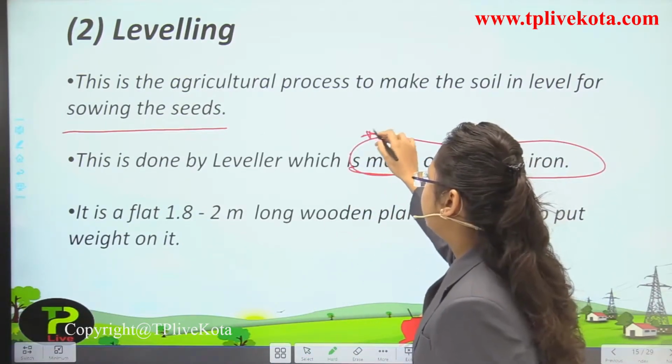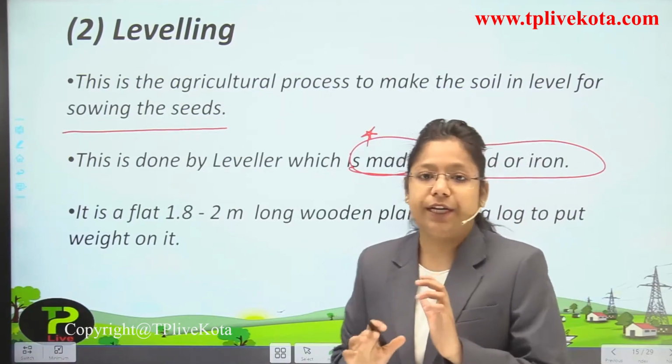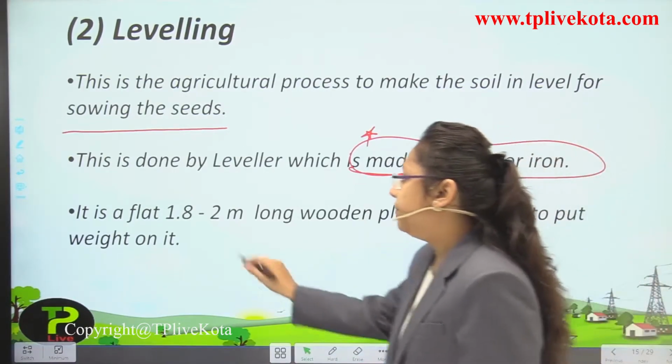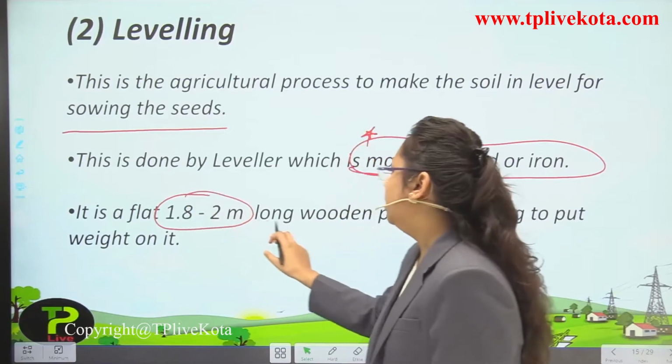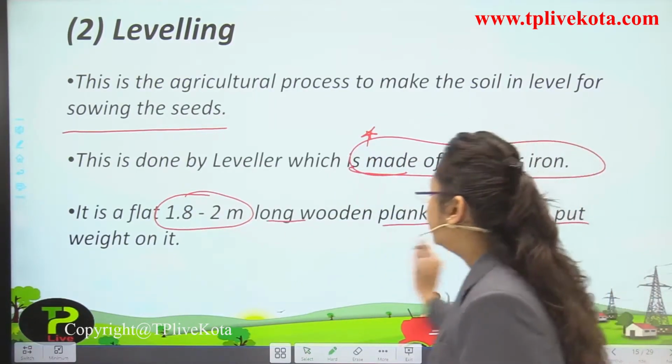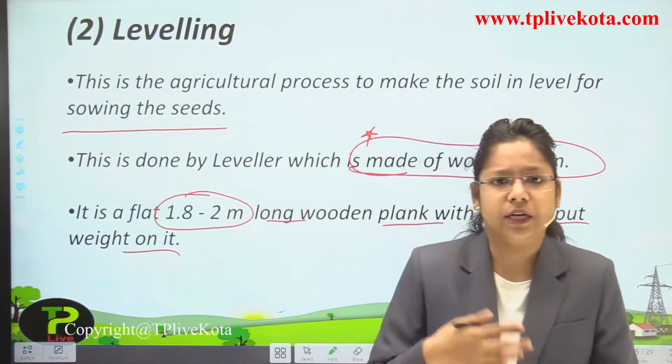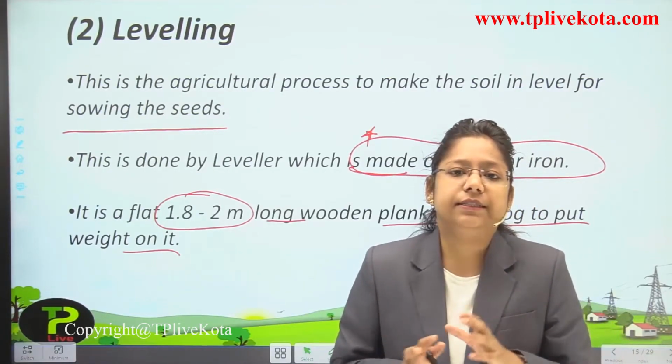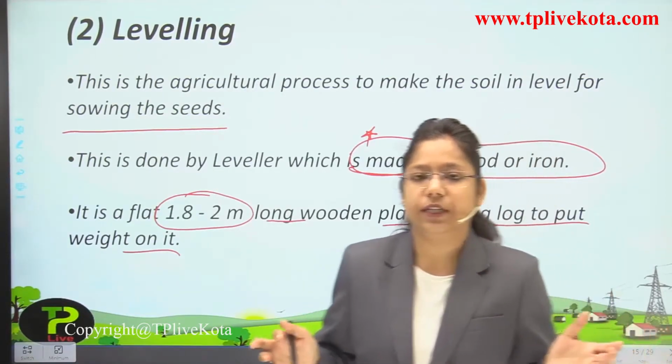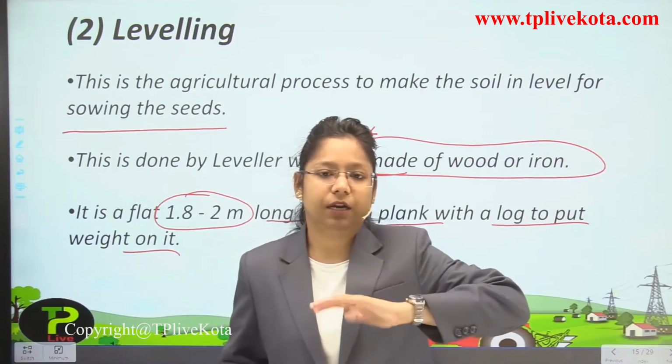I am going to show you this through a particular video over here. It is a flat, 1.8 to 2 meter long wooden plank with a long handle to put weight on it. Now, did you understand this thing? A leveler is put over there and it has to become level.